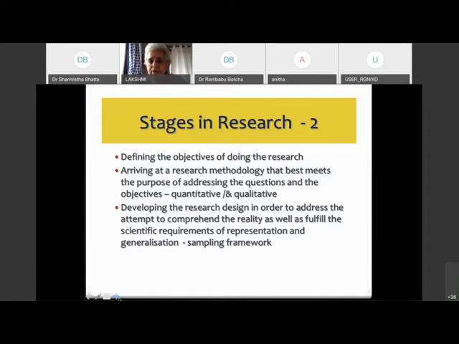So developing the research design is to address the attempt to comprehend the reality as well as fulfill the scientific requirements of representation and generalization. In the sense, when you have a reality represented through your research, then you're talking about sampling. There has to be clarity about what's going to be the sample size for a particular episode to be captured in your research and for it to be representative. And of course, people who are doing methodology or who have done methodology will have a good understanding about sampling and sampling frameworks, and issues to do with representation. I won't be going into too much detail, but just to let you know that when you are doing a review of literature, a lot of these are sometimes not explicitly stated in research papers, and it will be useful for you to go through these aspects as well.